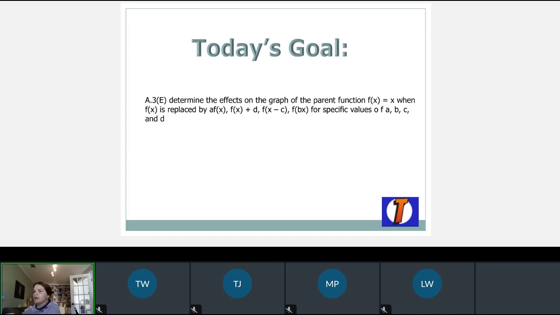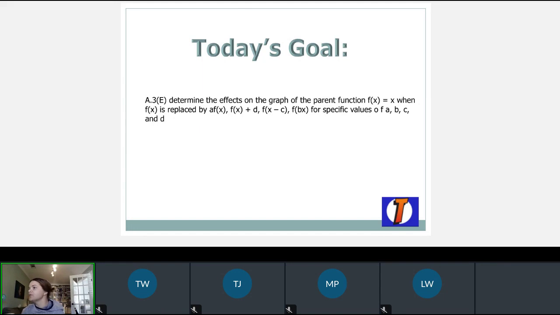Today's goal is that we're going to be able to determine the effects on the graph of the parent function when f of x is replaced by a times f of x, f of x plus d, f of x minus c, or f of b times x, for different values of a, b, c, and d. Okay, yay, Maurice, I see you.